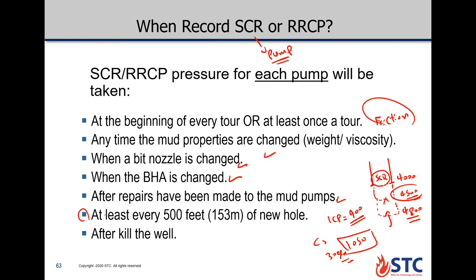After killing the well, you have a new mud weight, the kill mud weight. So now the pressure loss in the system will be changed. Mud properties are changed, so weight is changed. So we need to record a new pump pressure.